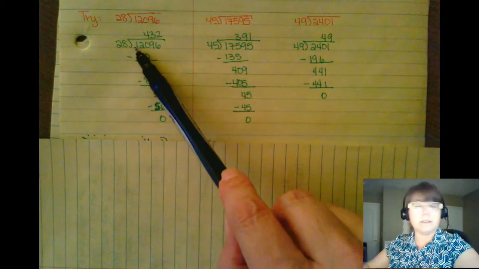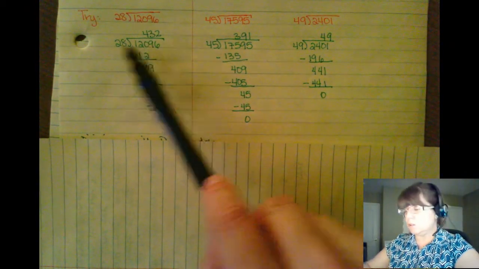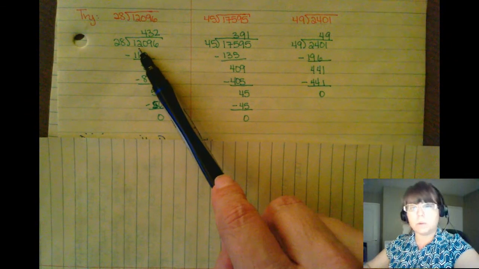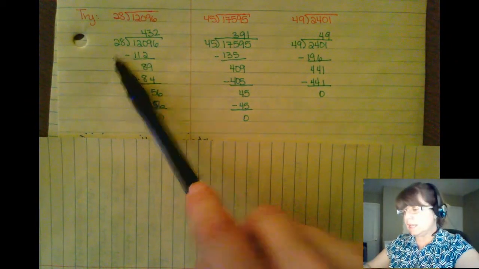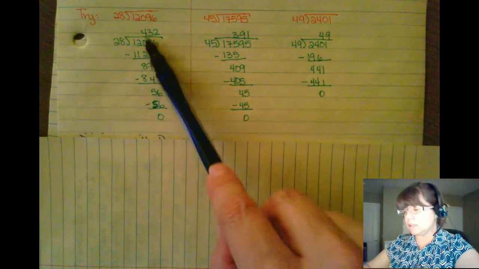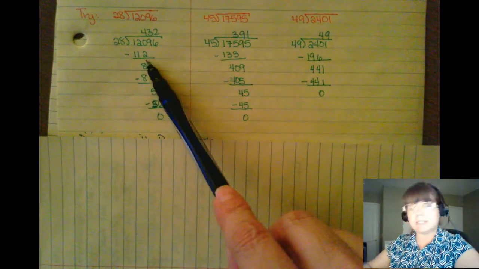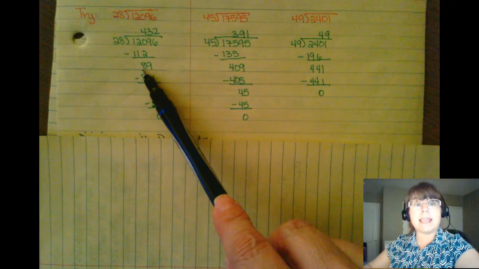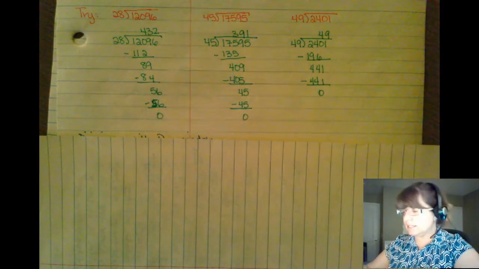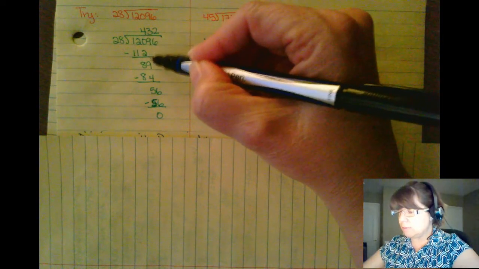28 goes into 1. No, not big enough. 28 goes into 12. No, not big enough. 28 into 120 goes 4 times. 4 times 28 is 112. Take the difference, subtract the two numbers, 8. Bring down the next digit in the dividend. I've used up the 1, the 2, the 0. I bring down the 9.